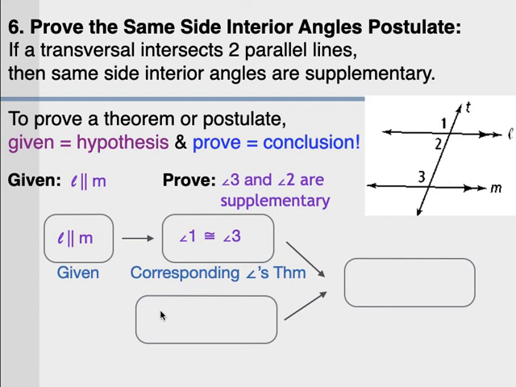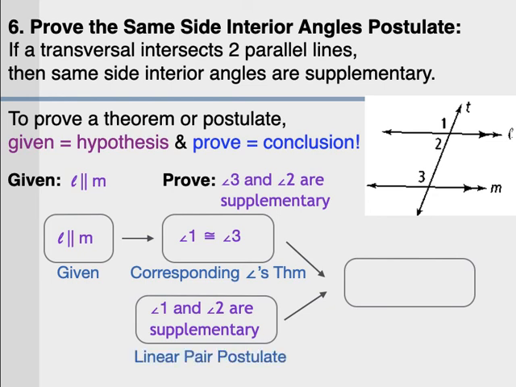Now this third box, notice how it's not building off of the given. There's no arrow from the given. So it must be something we could figure out just from the diagram with our labeled angles. We can say something about angles 1 and 2. What can you say about angles 1 and 2? Angle 1 and angle 2 have to be supplementary because they make a straight line. In other words, because of the linear pair postulate.